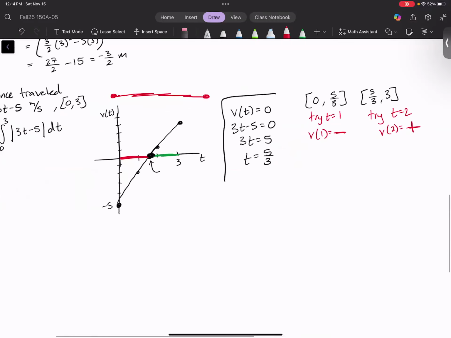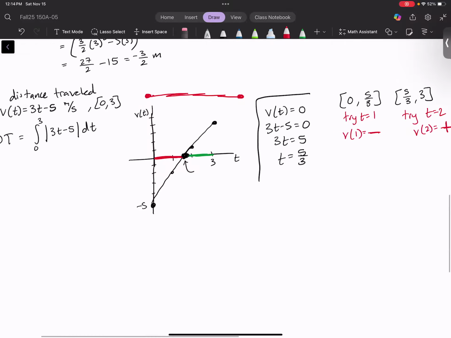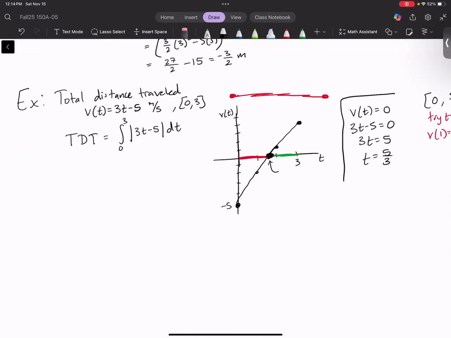Yeah, so set the velocity function equal to 0. That tells you where to cut up your full interval into little pieces. And then on each of those pieces, figure out, is your velocity negative or is it positive? Okay. Now, why do we need to know that? Well, let's just bring it down here so I have enough space. So this is equal to the integral 0 to 5/3, absolute value 3t minus 5 dt, and then the integral 5/3 to 3, absolute value 3t minus 5. Okay.